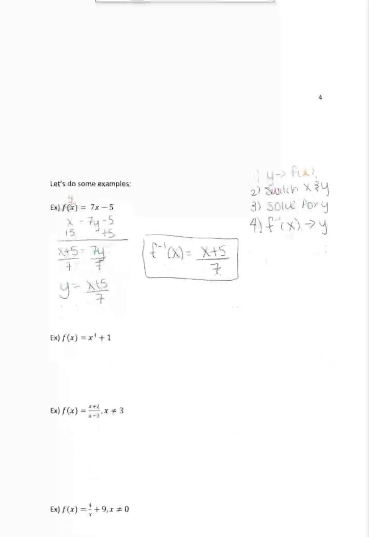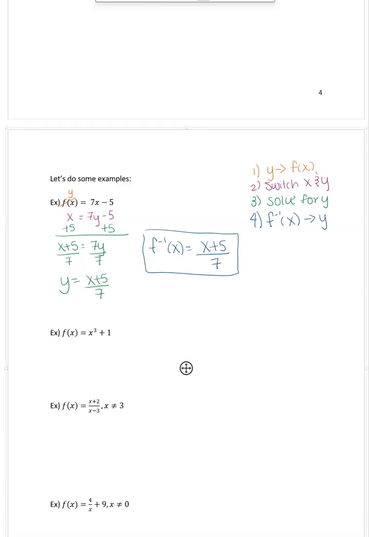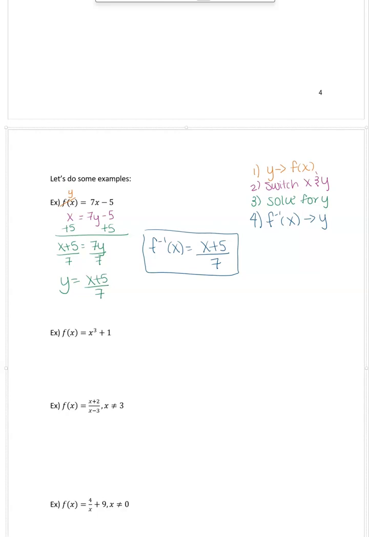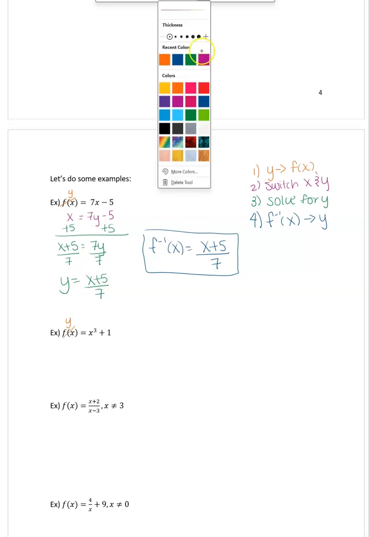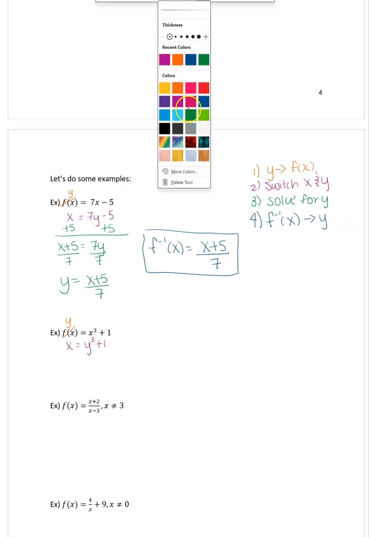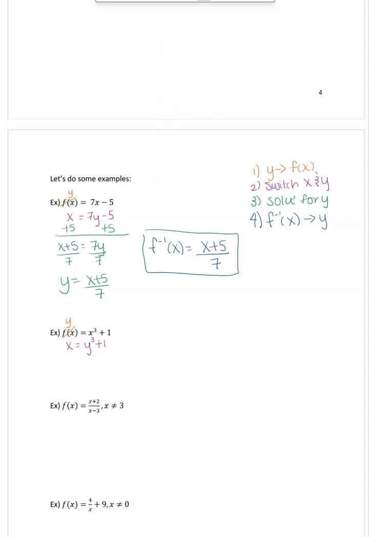I'm not going to rewrite everything because the steps are right there. Again, here we go. Y is right here. Purple. Switch: x equals y cubed plus 1. Now we're going to solve. So we're going to subtract 1, right? Move the man who stands alone. X minus 1 equals y cubed.